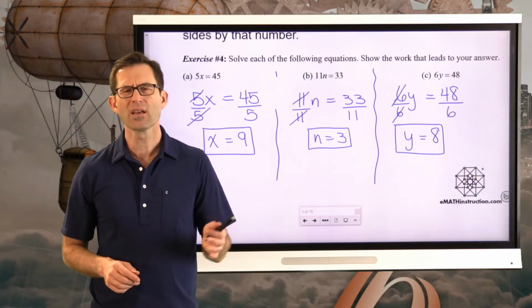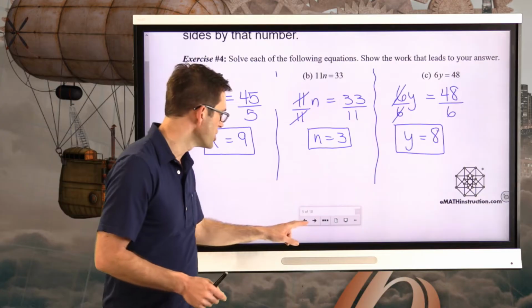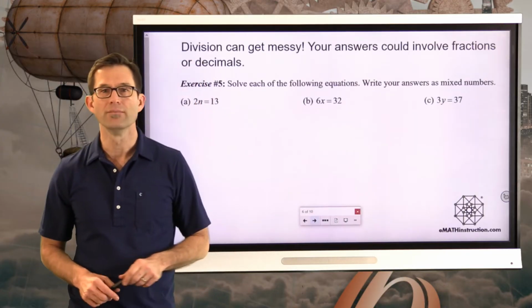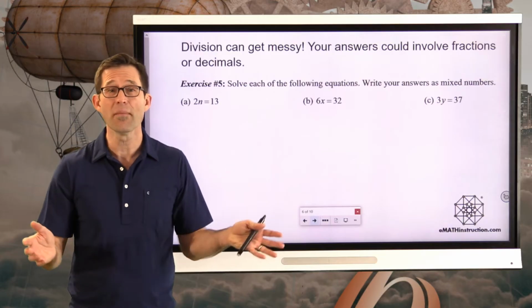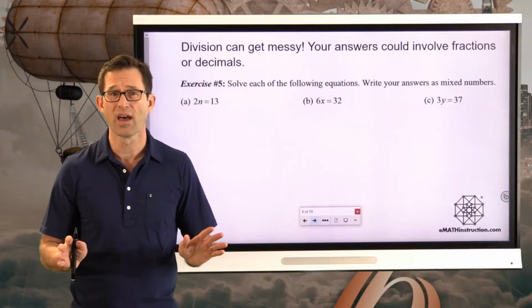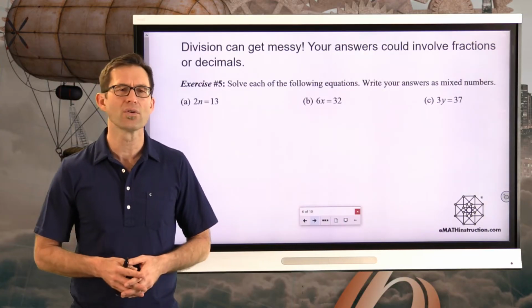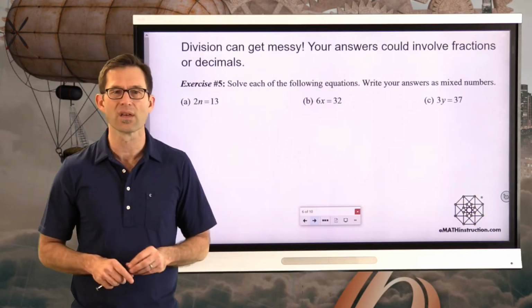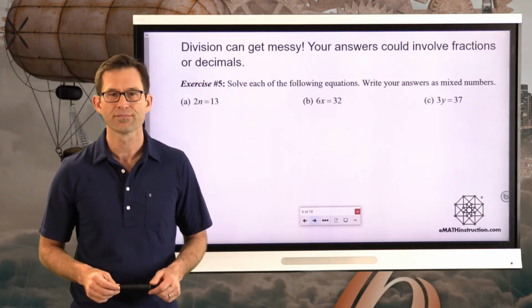All right, let's take a look at a little bit of a modeling problem that involves this type of equation. Here we go. Oh, no, actually, we're going to do some messy division first. My apologies. Division can get messy, right? Multiplication tends to not be messy. Addition, subtraction tend not to be messy. But division can be messy, right? Because it can result in things like remainders and ugly fractions and things like that. So let's just take a look at a little bit of that in exercise number 5.